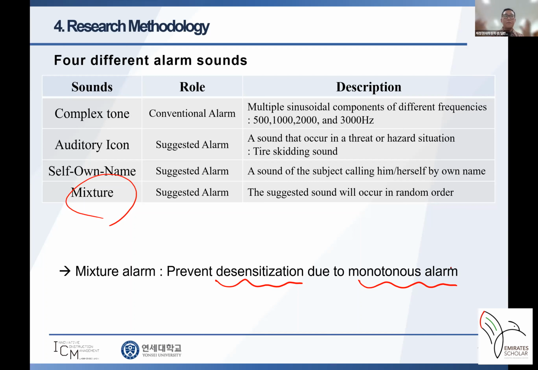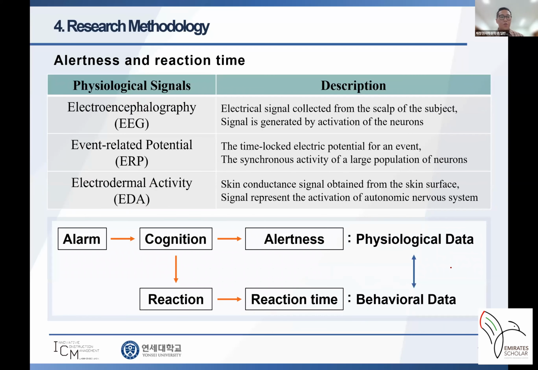As I said in the previous slide, the definition of alert fatigue is desensitization towards the alarm sound due to frequent alarms. Maybe the mixture alarm can help to prevent the alert fatigue. For measuring the alert fatigue, we're going to measure the alertness of the subject with physiological signals. We're going to use the electroencephalography, event-related potential, and the electrodermal activity.